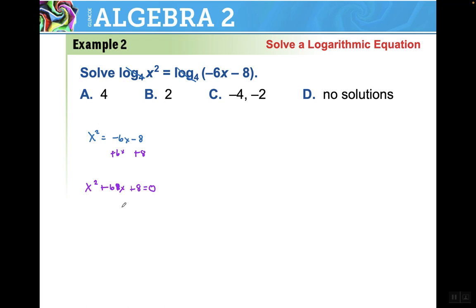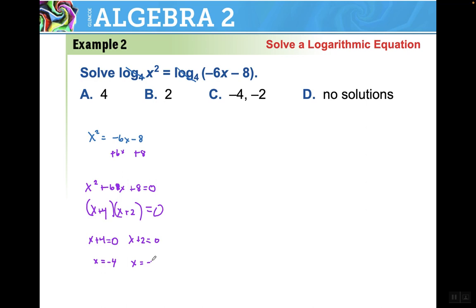I mean, you can always use the quadratic formula if you wish, but this should factor nicely. So two numbers that multiply to 8 but add to 6 are going to be 4 and 2, both positive. And when you set each of those equal to 0, x plus 4 equals 0, and you solve for it, you get x equals negative 4. And x plus 2 equals 0. Subtract 2 from both sides, and you get x equals negative 2.